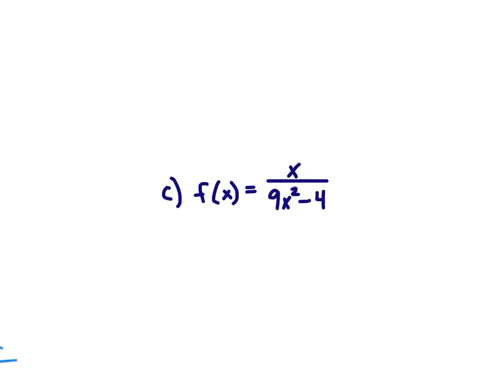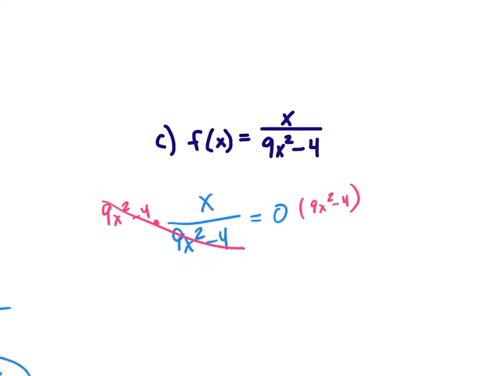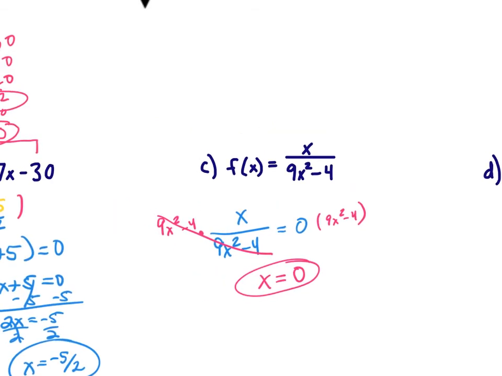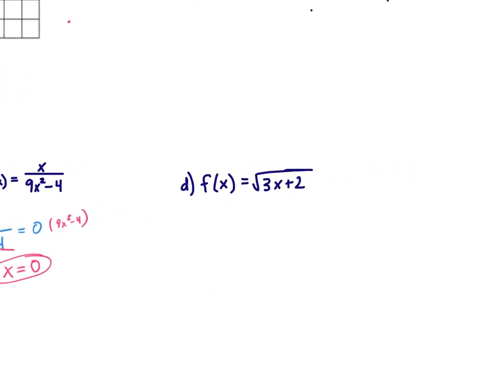Okay, look at C. I'm going to set it equal to 0: x over 9x squared minus 4 equals 0. Well, how do I solve this? What do I do to both sides? You multiply both sides by 9x squared minus 4, so that cancels out. So I get x equals 0. And you guys are like, what? I have to have done something wrong. No, you didn't. You're good. X equals 0.